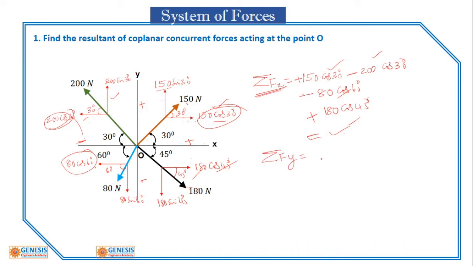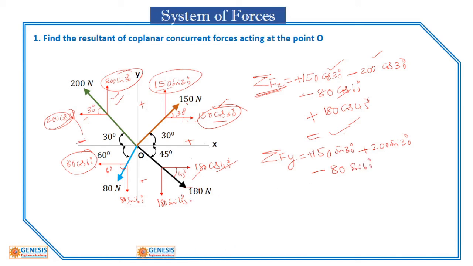So this is 150 sine 30, that is positive, and this is also positive, 200 sine 30. These two are over. The next one is in the negative direction, that is downwards, or the negative y-axis, that is minus 80 sine 60 degrees. That is over, and the next one is minus 180 sine 45 degrees. This is also in the negative y direction. So you have to find the value.